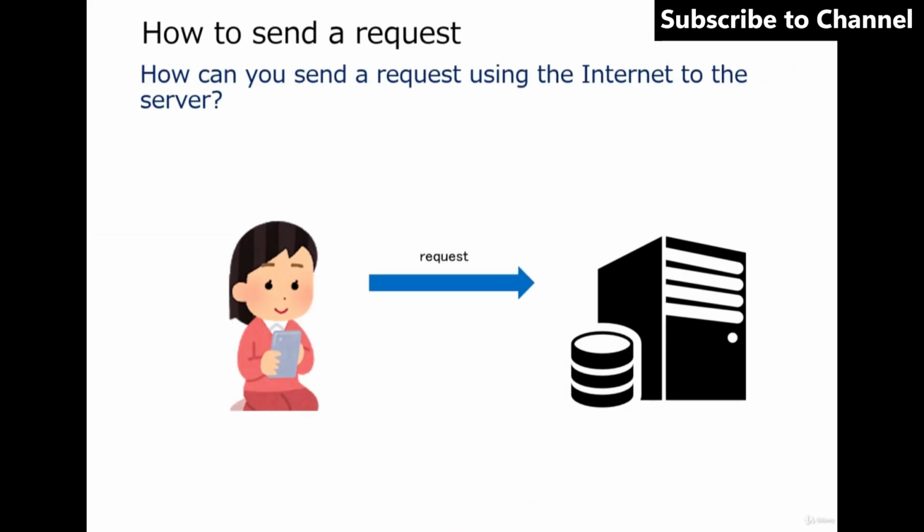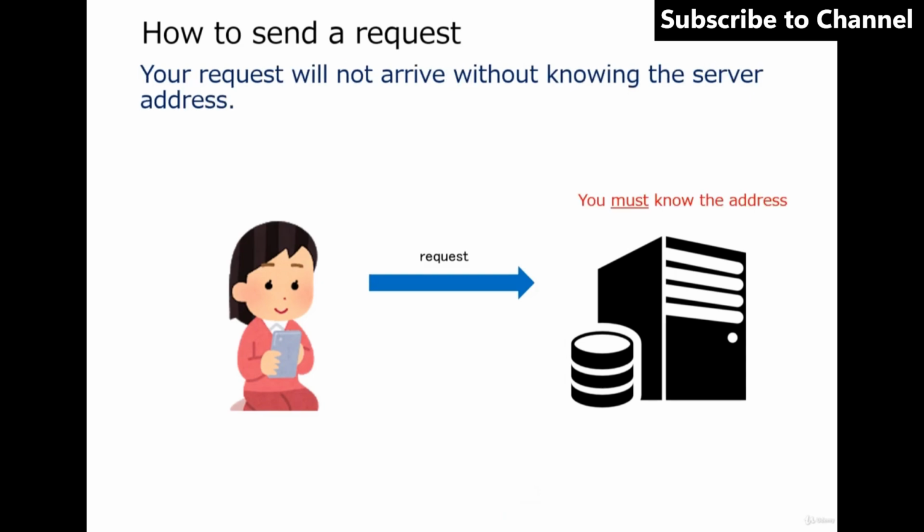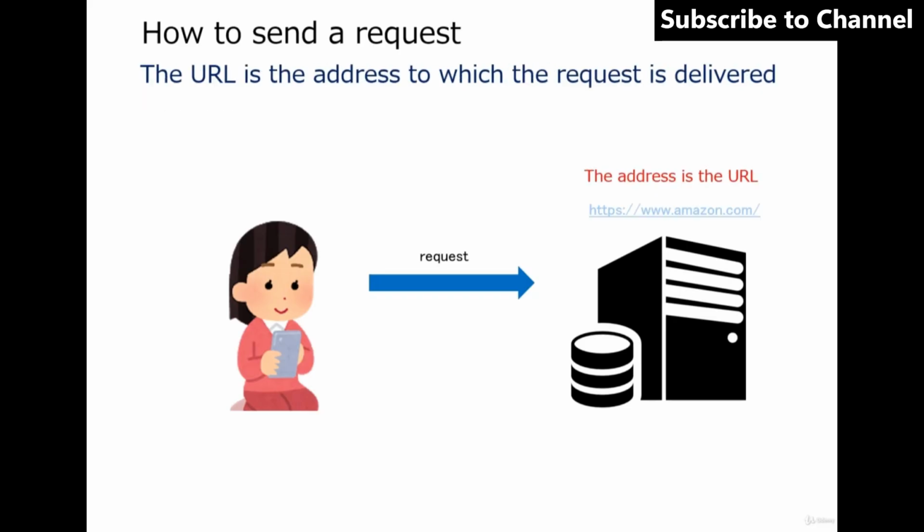What kind of network mechanism is required to deliver requests over the Internet? First of all, if you don't know the address of the server, you won't be able to send any requests to the server. It's very important that you know the destination. The destination of a server is the URL. You can view websites using the URL, and it is a typical Internet address.